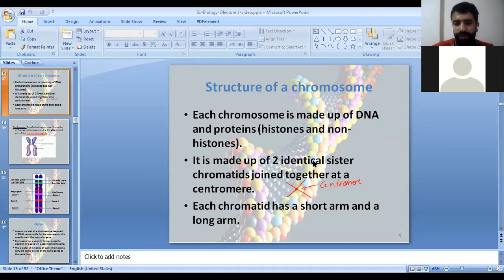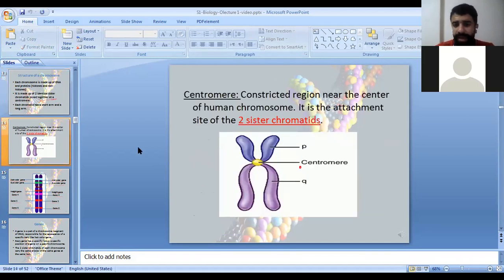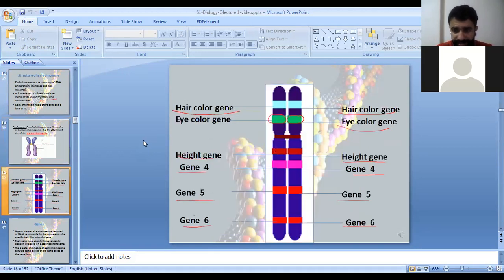This is an introduction for our lesson. Okay, thank you. So each chromatid has a short arm and a long arm. This is the centromere. The centromere is a constricted region near the center of the human chromosome. It is the attachment site of the two sister chromatids.